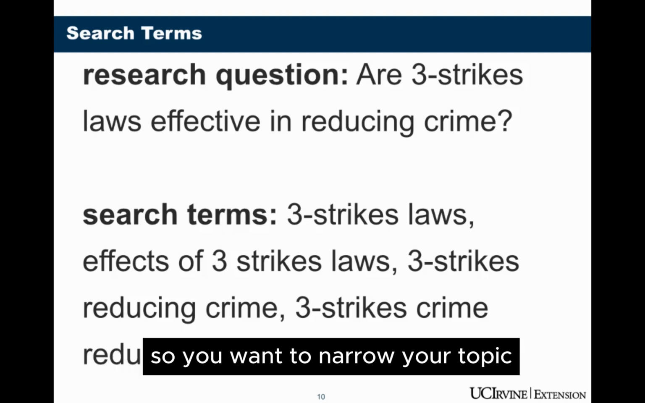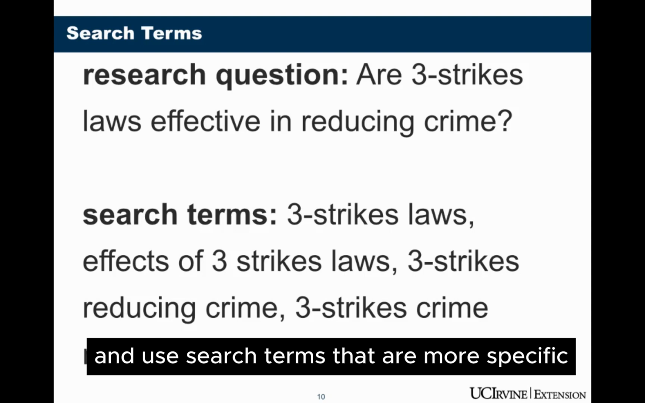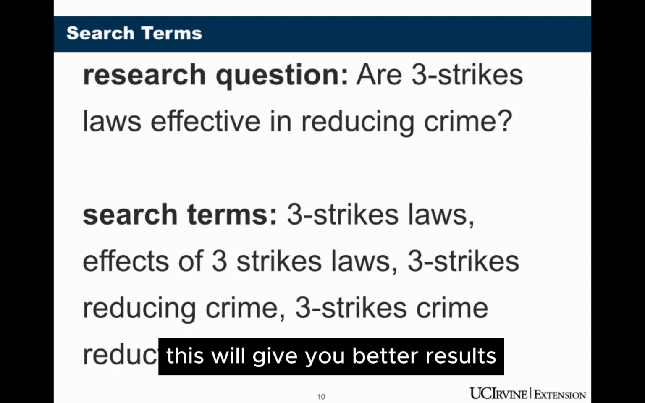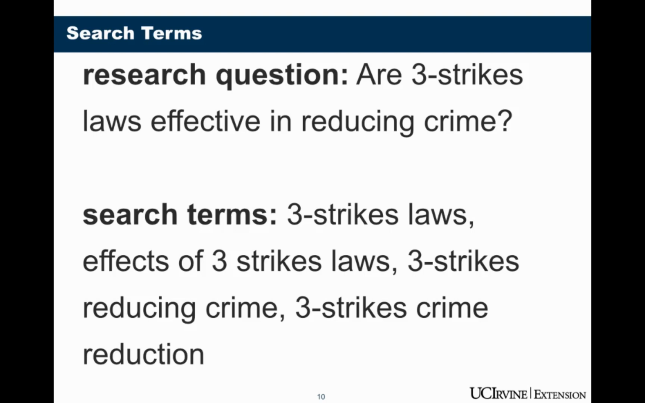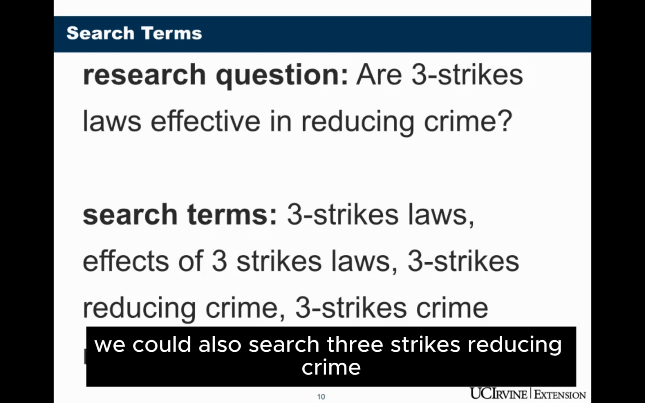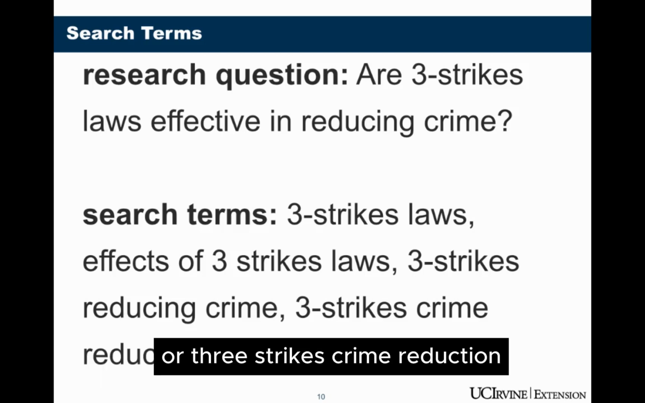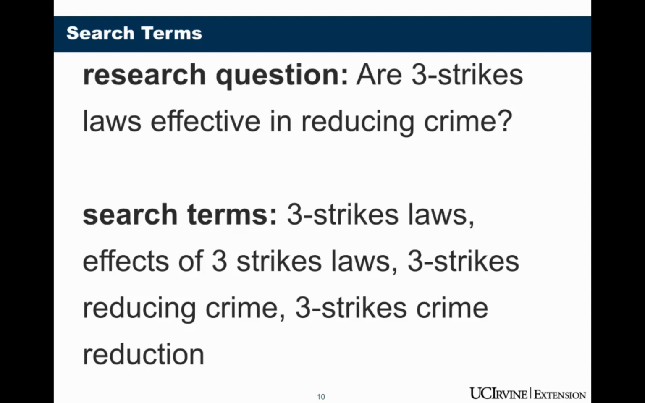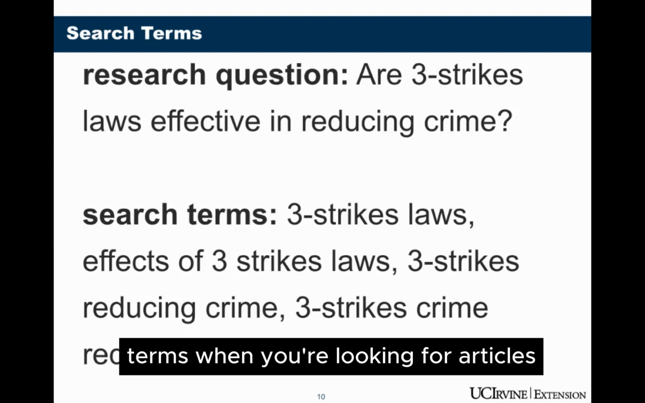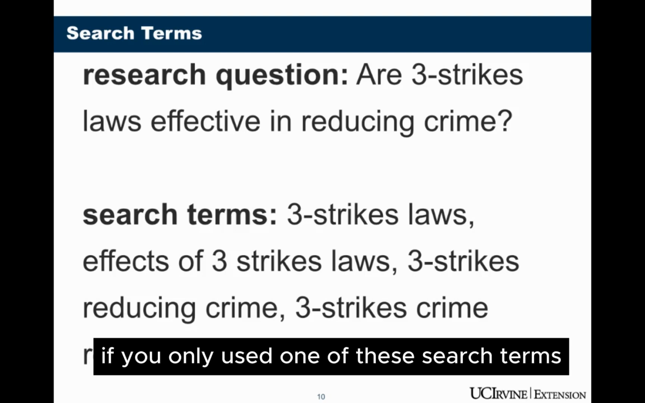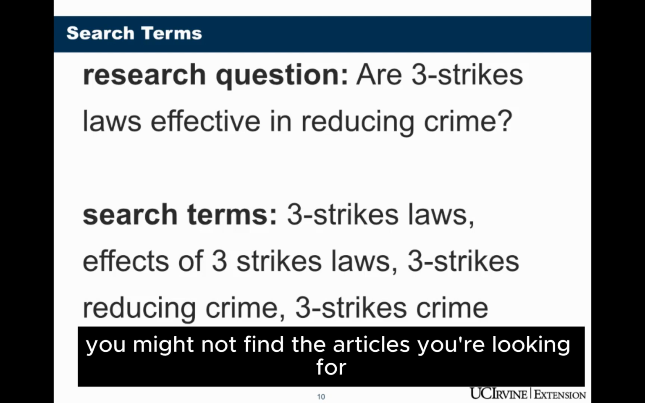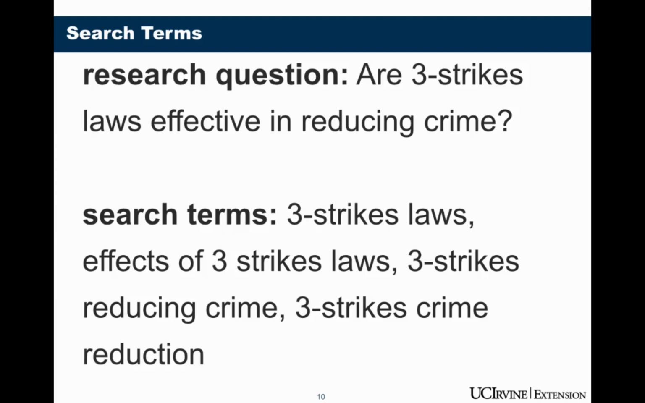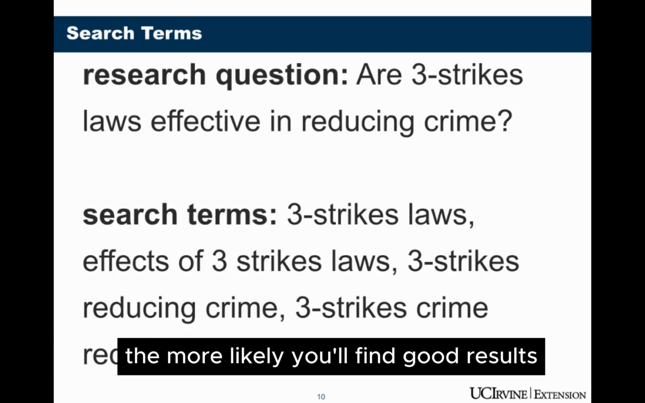So you want to narrow your topic and use search terms that are more specific. This will give you better results. For this question that we're asking, we might use 3 strikes laws or effects of 3 strikes laws. We could also search 3 strikes reducing crime or 3 strikes crime reduction. You could think of dozens more search terms related to this topic. And you'll want to use all of these different search terms when you're looking for articles. If you only used one of these search terms, you might not find the articles you're looking for. The more search terms you use, the more likely you'll find good results.